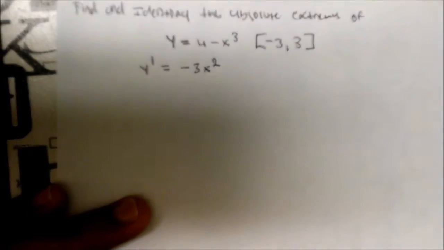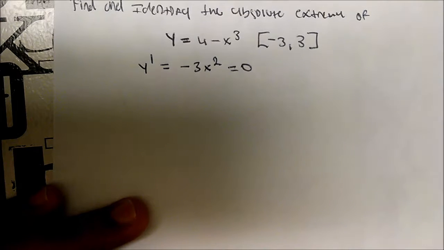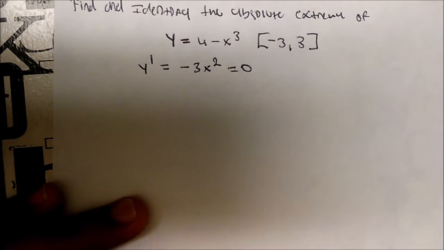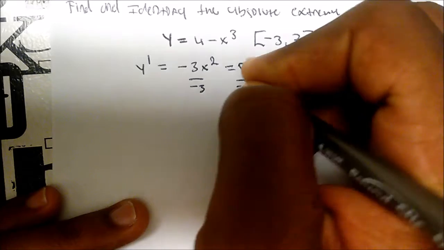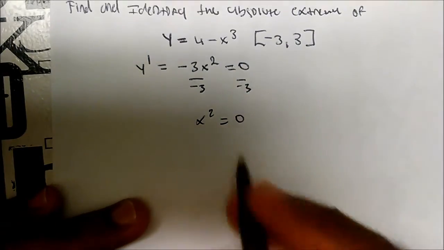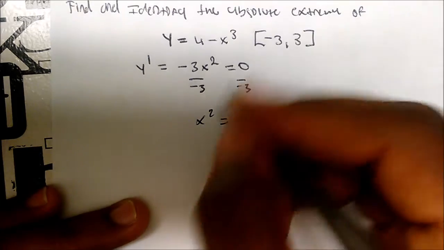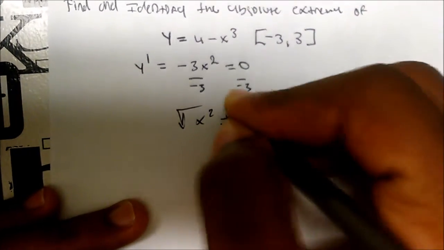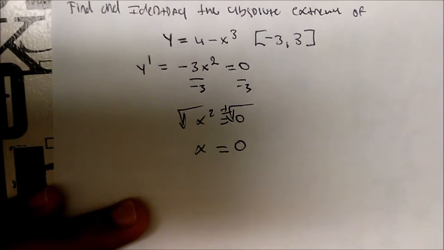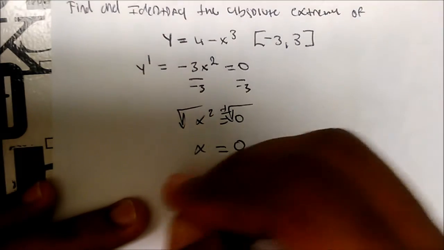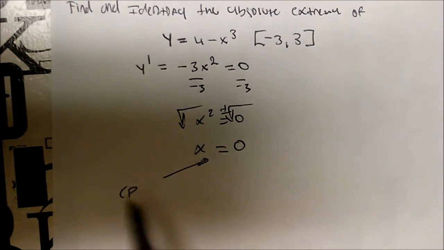So again, my y prime will be -3x squared, and we're going to set this equal to 0. Then we can just divide by -3 on both sides. We get x squared is equal to 0. Taking the square root of that gives you plus or minus 0. So x is really equal to 0. There's no plus or minus 0. This will be your actual critical point.